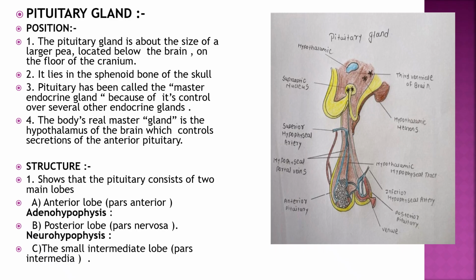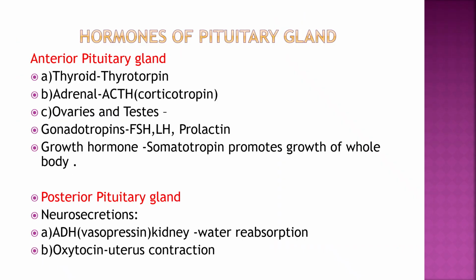Then there are two parts of the pituitary gland, that is anterior pituitary gland and posterior pituitary gland. So anterior is called as adenohypophysis and posterior is called as neurohypophysis because it secretes neurosecretory hormones. Now we will see hormones secreted by pituitary gland.